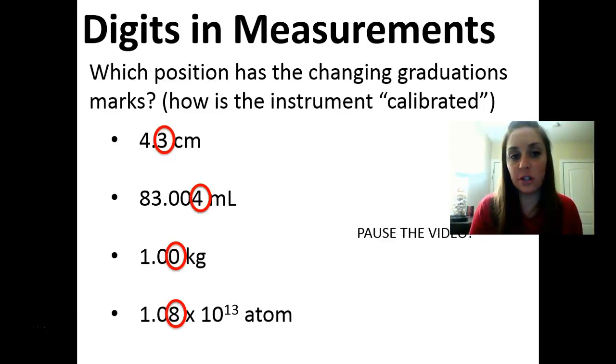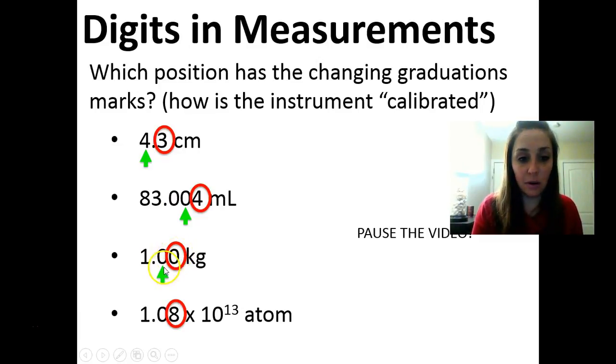Now I want to know how the graduations are changing. In my 4.3 centimeters, if the 3 is estimated, my graduations are changing in the units position, in the 4, the spot before the estimation. And here, 83.004, the 4 is estimated, meaning this last 0, that's where my graduations change. 1.00, last 0 is estimated, the 0 before it, this is where my graduations are changing, meaning in this one, every 10th position, there's a new graduation on my scale. Well, it's a scale because it's kilograms. And for this one, I'm estimating that there is this 8 number of atoms, so the 0, I know that for sure.